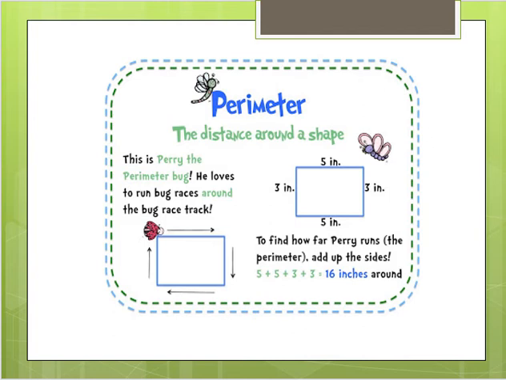Well, the track is 5 inches by 3 inches. So to find out how far Perry runs, we would add up all the sides. 5 plus 5 plus 3 plus 3 equals 16. So Perry the perimeter bug runs 16 inches around the track. Now, let's look at a few problems and let you try a few on your own and see how you do.